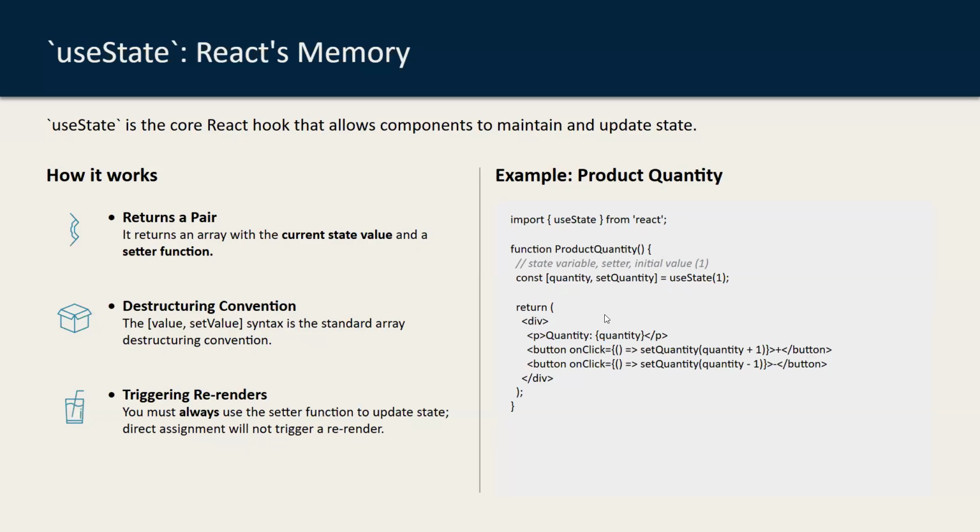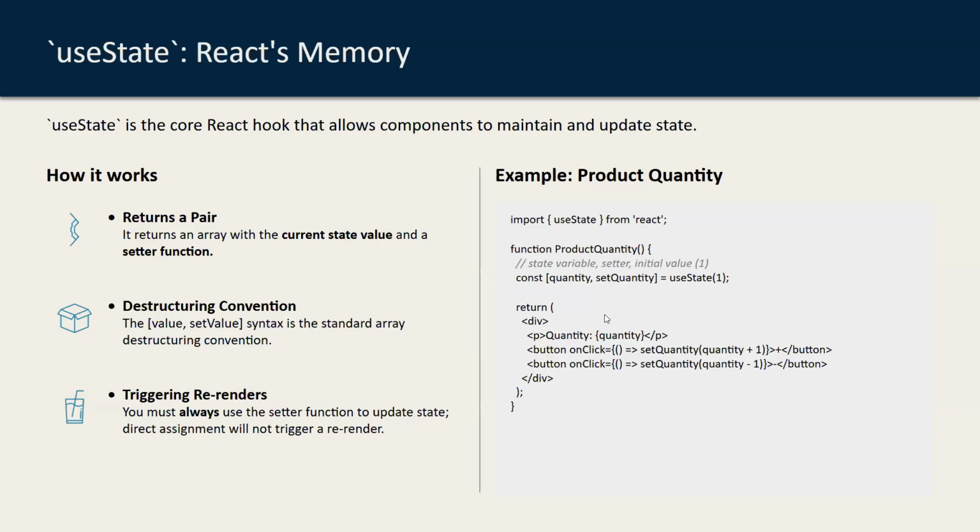Let's take a look at useState, which is sort of like React's core hook for memory. It lets a component store a value and update it over time. When we call useState, React gives us back a pair of values: the current state value and a setter function that we can use to update it. You will usually see that in an array structure, like quantity and setQuantity.